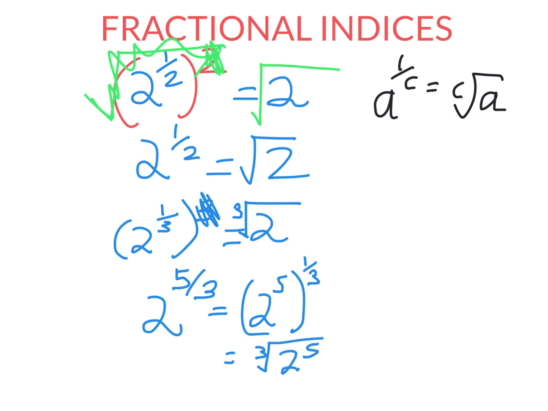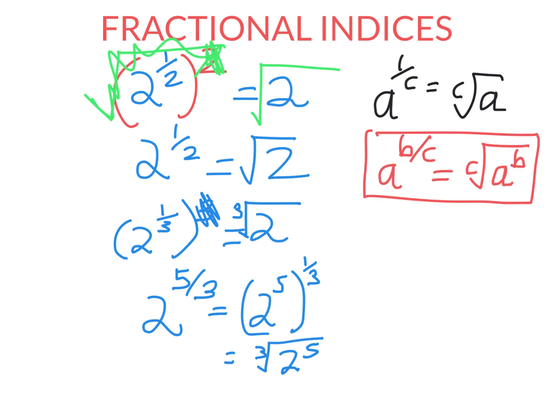So by similar logic, if I have a to the power of b over c, then the bottom number tells me which root to take, and the top number in the fraction tells me the power. This is the rule for fractional indices. So this is in index form. This is what we call radical form. A radical just means it has a root sign.